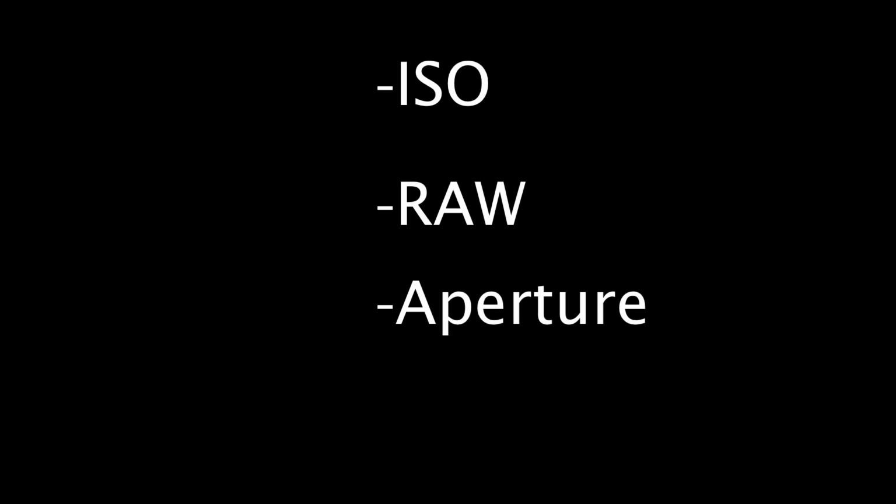So pretty much the aperture is found on the lens, and the basic principle is the wider the aperture, the more light that will come in. So the more opening the aperture has, the more light that will come through the lens.